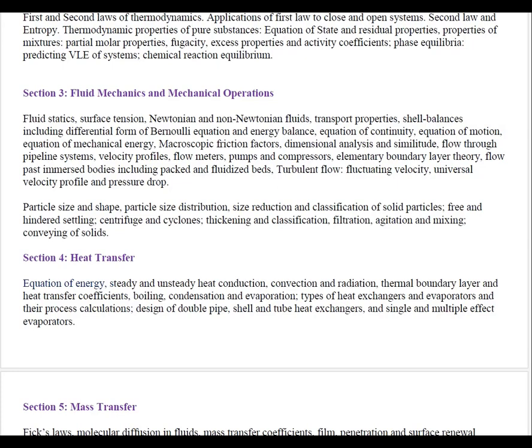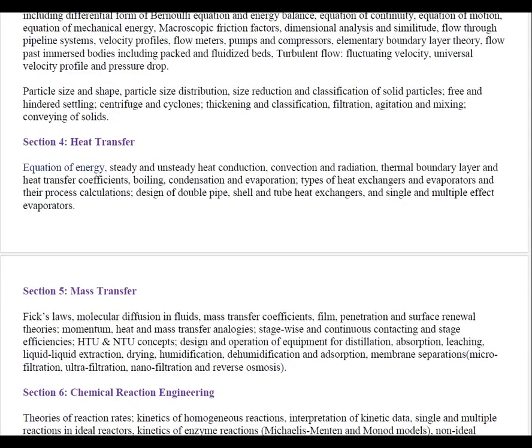And then different types of heat exchangers are there, evaporators are there, how we can design a double pipe heat exchanger, and what boiling is and what the different regimes in it are, what condensation and evaporation are, then how we can design single and multiple effect evaporators.